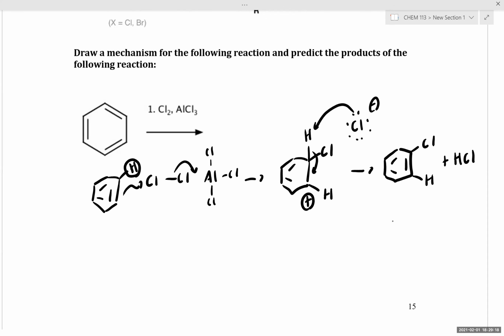Professor, is the arrow from the H going to the carbocation? It's going to form a double bond. So you're eliminating this proton and you're forming a double bond between these two carbons. And that's what regenerates our aromatic system. Okay, thank you. Any other questions that I can address?